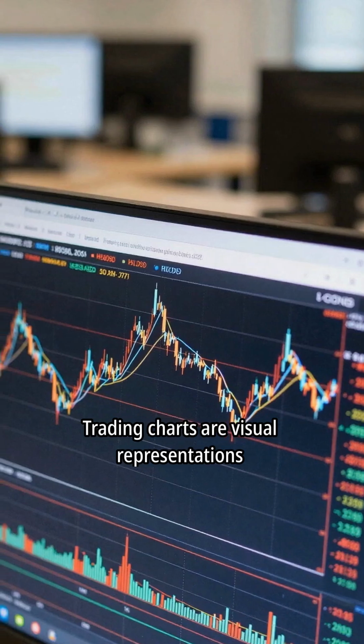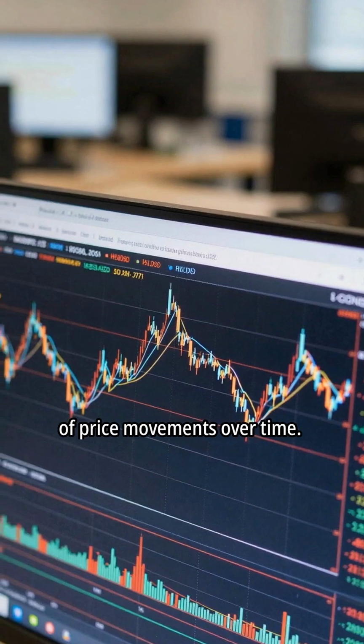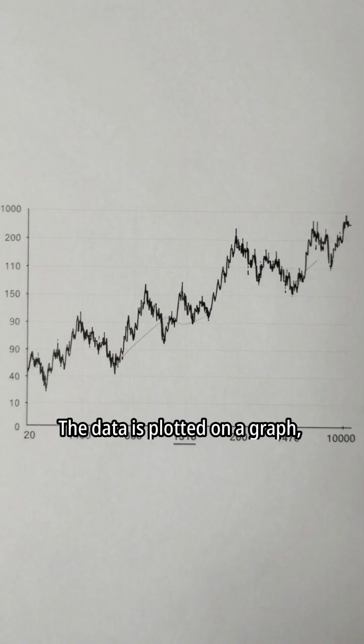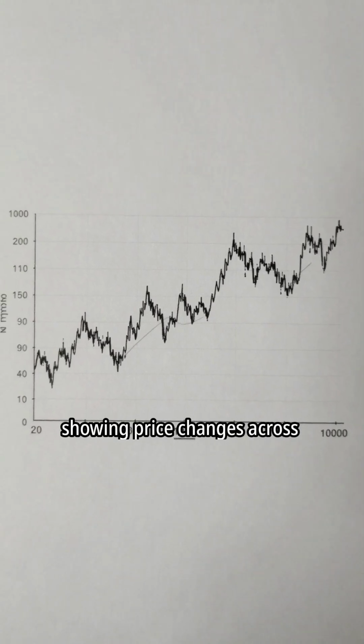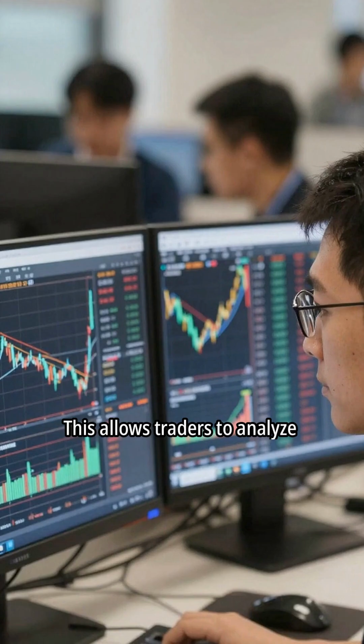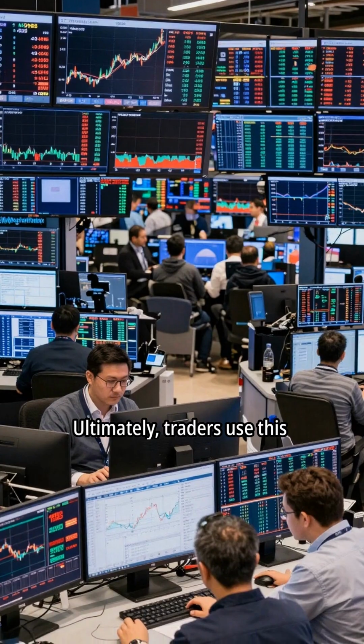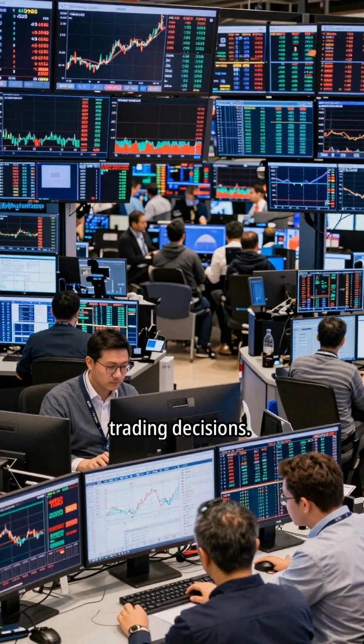Trading charts are visual representations of price movements over time. These charts display fluctuations in price for a specific asset. The data is plotted on a graph, showing price changes across a defined period. This allows traders to analyze past price behavior. Traders use this analysis to make informed trading decisions.